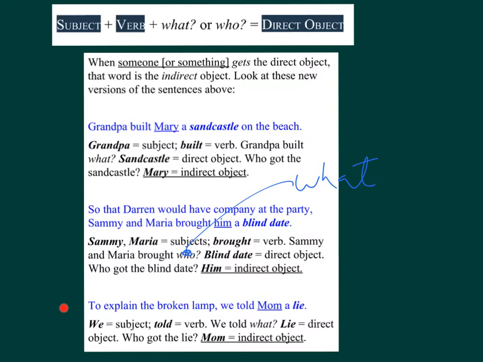So him is the indirect object. Let's look at another example. To explain the broken lamp, we told Mom a lie. Here, we is the subject. Told is the verb. We told what? We told a lie. So lie is the direct object. Who got the lie? Mom got the lie. So Mom is the indirect object.